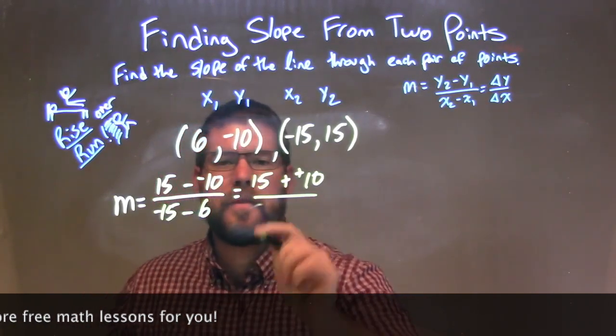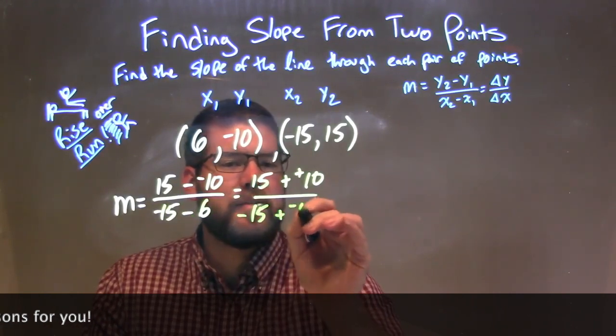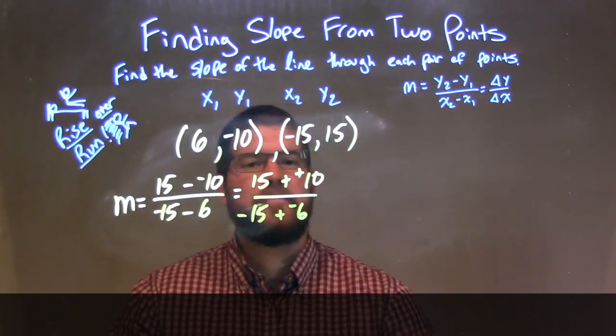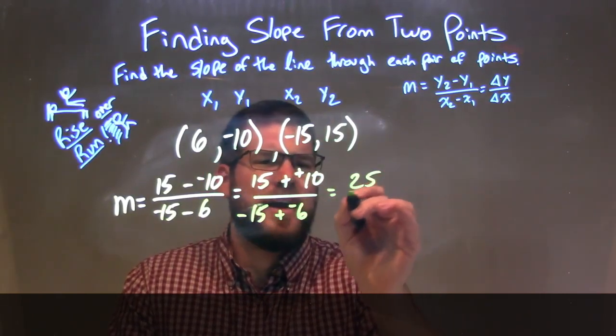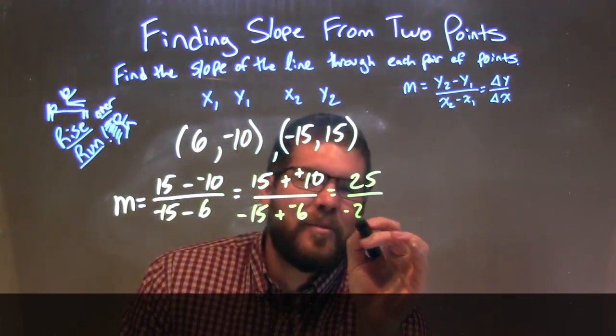Negative 15 here. I was looking at that 6, I got ahead of myself. Instead of minus 6, we have plus a negative 6. Okay, and I like to see my numbers as adding a negative to them. So, pretty easy now. 15 plus 10 is 25. And negative 15 plus a negative 6, that's just a negative 21.